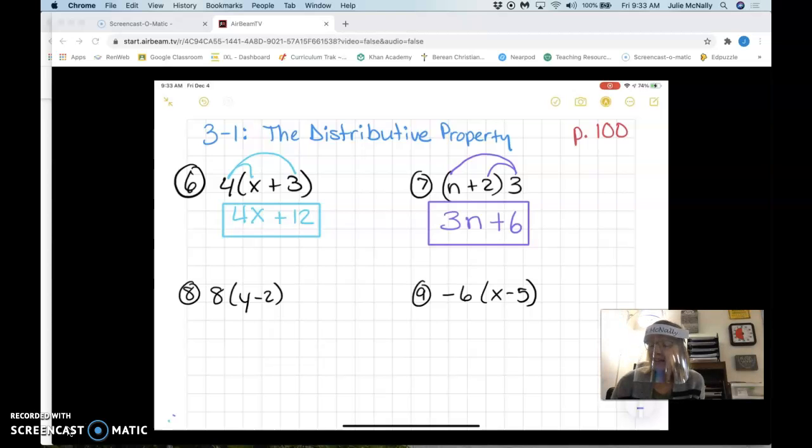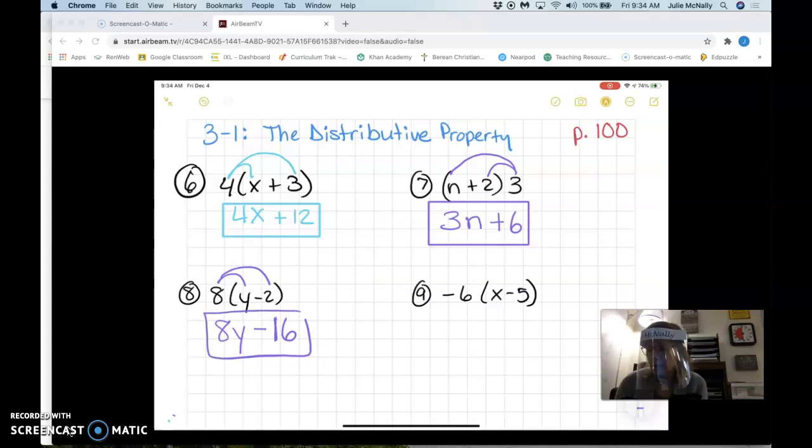Okay, and number 8, what am I going to do first? You do 8 and y. No, what do I do first? You do the line. I draw my lines. Thank you. 8 times y? 8 times y. And since it's 8 times -2, it will be -16. That's right. Good. So this time I have a negative, so my answer is going to be negative. Excellent job.